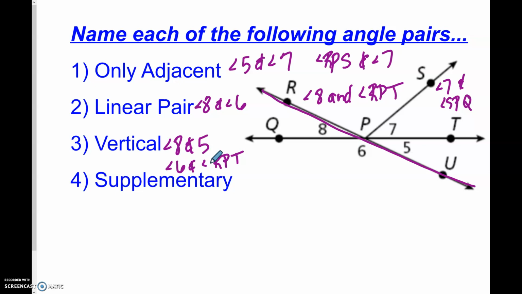Supplementary are going to be two angles that add up to be 180 degrees. So you could say 8 and 6, they are also a linear pair. And you could say 8 and then this angle right here, they are a linear pair. So any of those would be linear.